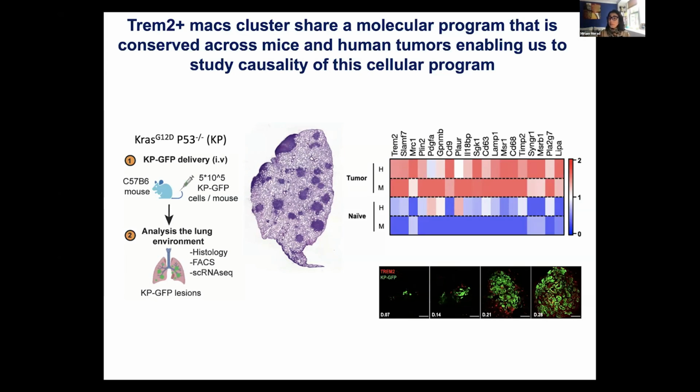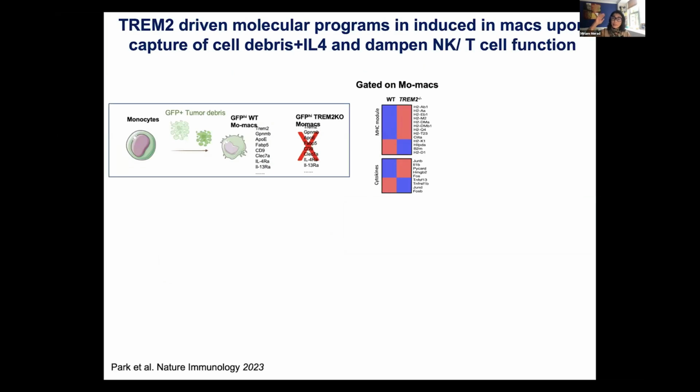Exciting to us. So we said, okay, since TREM2 is dominating this program, the first thing we did was try to recapitulate whether we can induce this TREM2 program in vitro. Because TREM2 was described as a lipid sensor, potentially exposed in apoptotic cells, we took a monocyte and exposed it to tumor debris, in the presence of different cytokines. One cytokine that was really important here was IL-4.